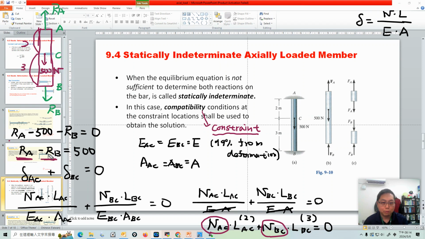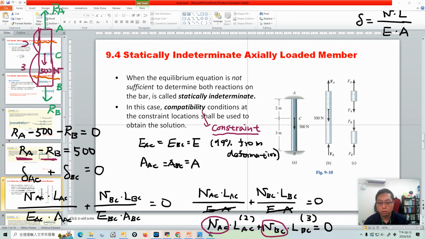Don't forget we use the cut section method. Once again we have to use the cut section method. I keep saying that. You need to use it all through the whole semester. The cut section method is very annoying. Because we want to know the normal force at the AC section and BC section, we need to cut here.